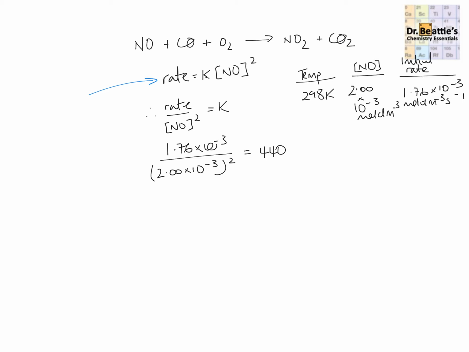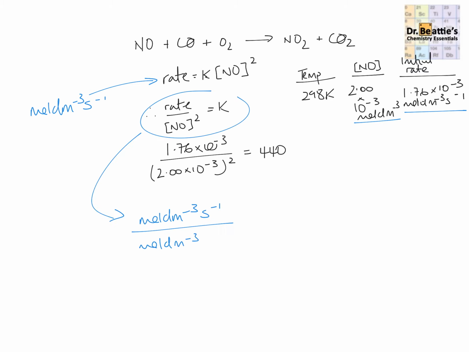Now it's important to always remember the units for rate is always going to be moles per decimeter cubed over the time that you're looking at. So in this case, our units are moles per decimeter cubed over seconds. On the other hand, concentration, square brackets, is always moles per decimeter cubed. And so we can put those units into the equation that we've just rearranged up here. Remembering that the concentration is squared, we can express this further.